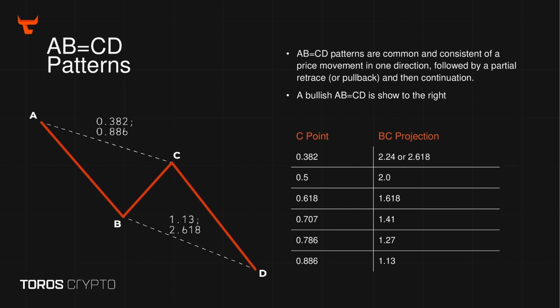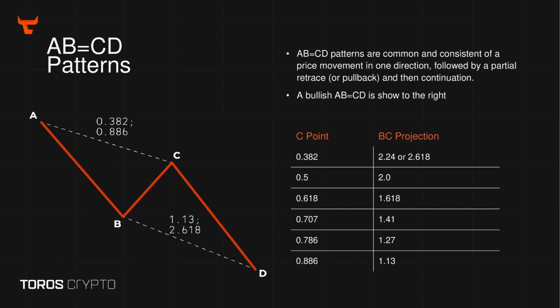First up, we'll look at the ABCD. Technically, it is called the AB equals CD pattern because the AB leg equals the CD leg. It is a corrective price structure where the movement comes in one direction, followed by a partial retracement of that move, and then a continuation in the same direction as the initial movement.